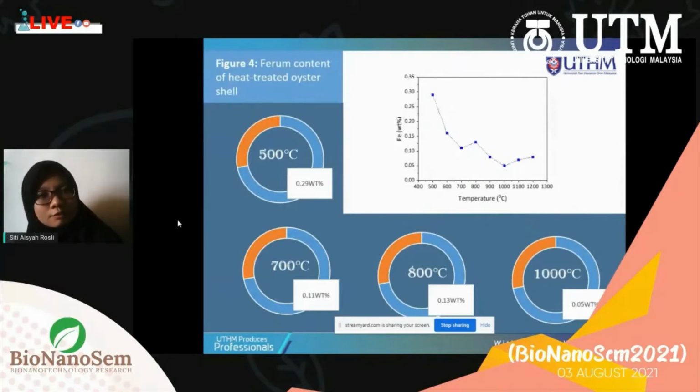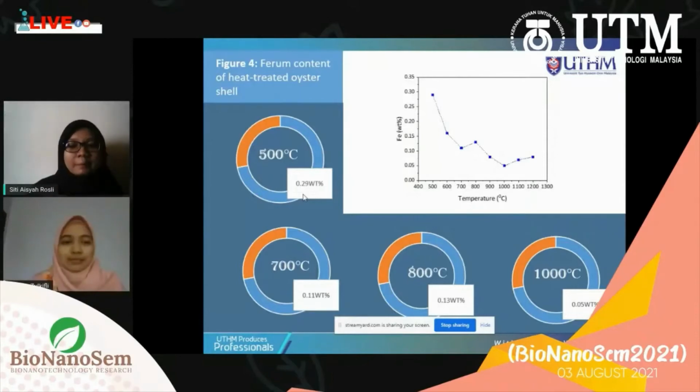For figure 4, ferrum content also shows reductions along the heat treatment process, as we can see here, from 500 to 1200 degrees Celsius. Ferrum is one of the marine skeleton properties, so it is necessary to produce hydroxyapatite.